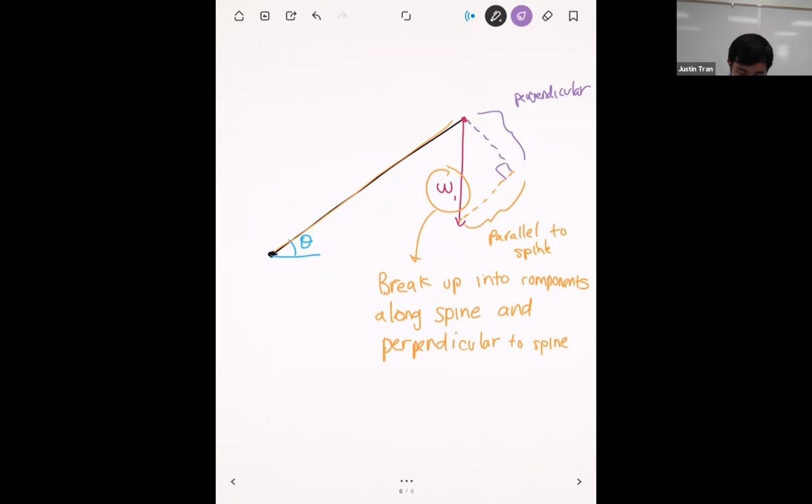You can almost think of this as rotating the entire coordinate system by 90 degrees. When we draw the angle like this, we can see that this angle here, theta, is an angle with respect to the horizontal.